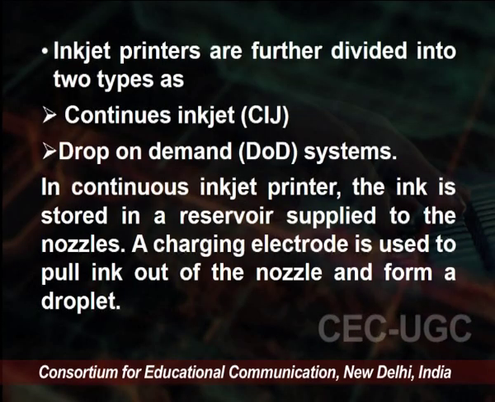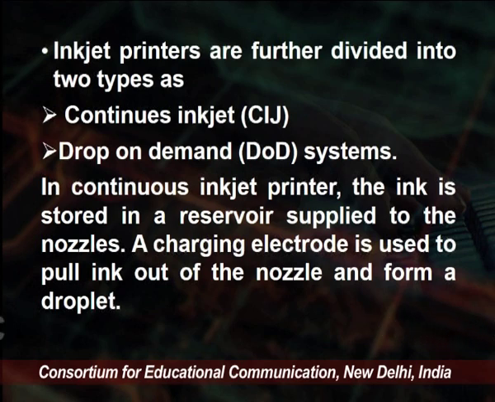So, in the droplet actuation mechanism of the inkjet material printer, ink must be filled in the reservoir. The driving signal is applied to the actuating element that generates the droplets according to the designed geometry which is given to the system. System means we can already define the pattern which we want on the substrate. So, inkjet printers are further divided into two types. Number one is the continuous inkjet, second is the drop on demand system.